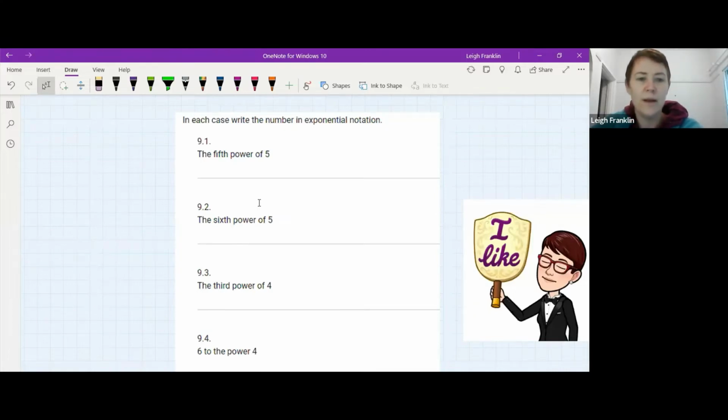Okay, so the first one is the 5th power of 5. The second one, the 6th power of 5. The third one, the 3rd power of 4. And then 9.46 to the power of 4. All right, so you try those. Kat and I will give you 4 minutes, and then we'll talk about our answers.